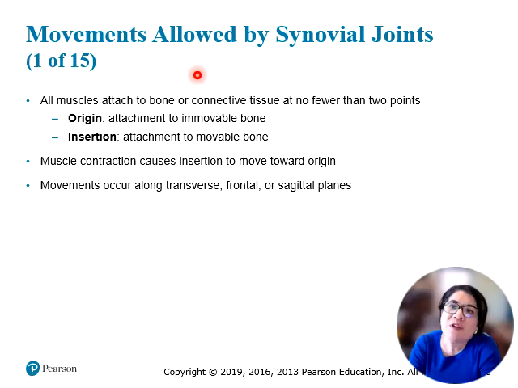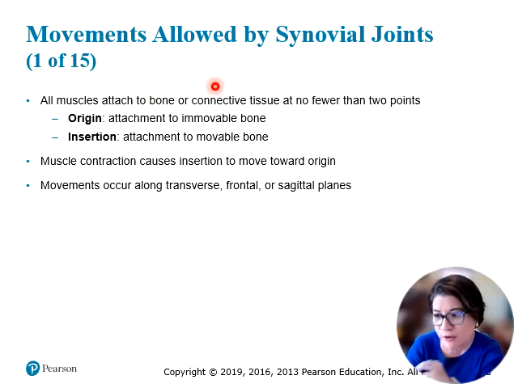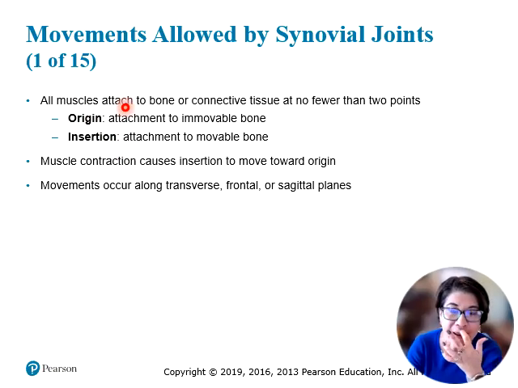Okay, so in order to move your joints, you need muscles, and we'll learn about muscles in a later chapter. Muscles are attached to bone, usually to 2 different bones, one that they're anchored to and then they're pulling on another, but not always. Those 2 points are called the origin and the insertion. The origin is the bone that the muscle is anchored to, and the insertion is the bone that the muscle is attached to move. That's the bone it's actually moving.